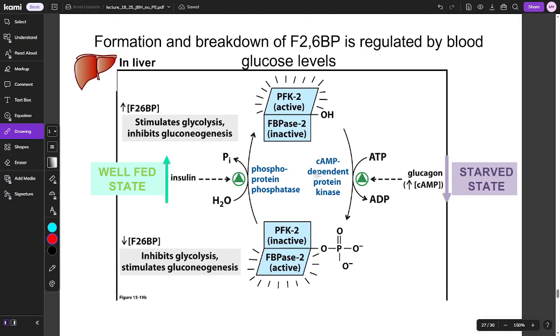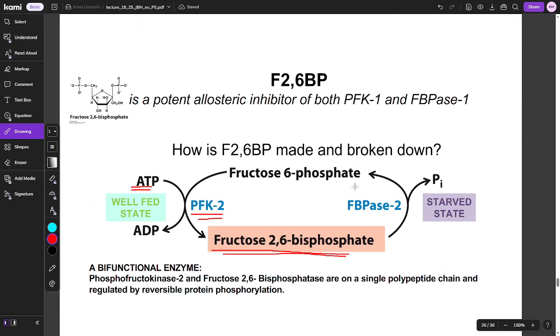And there's another example of it here, actually. But that's the interesting part. And then also, this fructose 2,6-bisphosphate can be turned back into fructose 6-phosphate using FBPase2, which is a fructose 2,6-bisphosphatase, right? And that is usually what happens in the starved state, right?